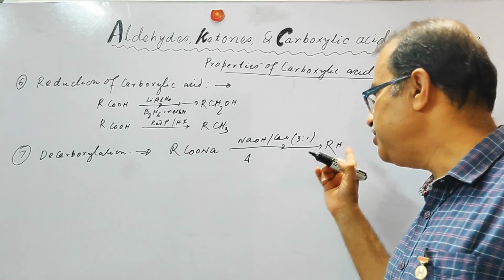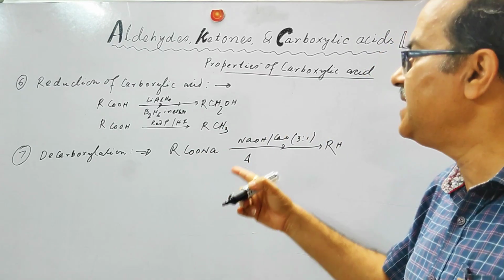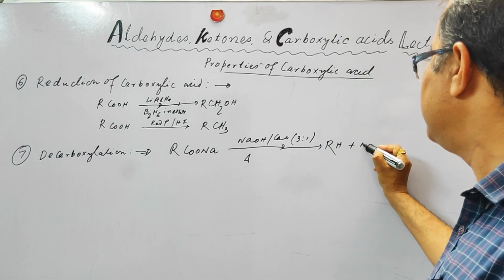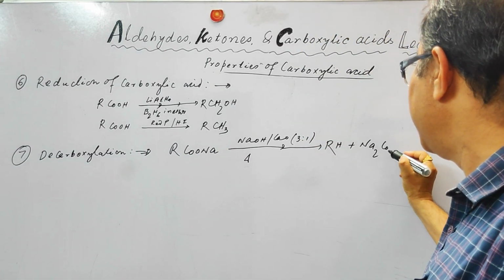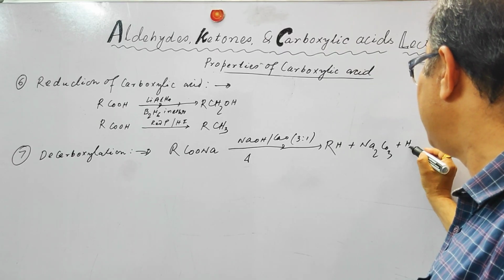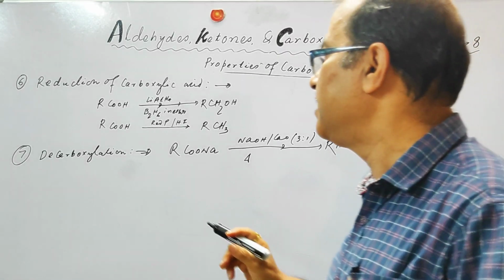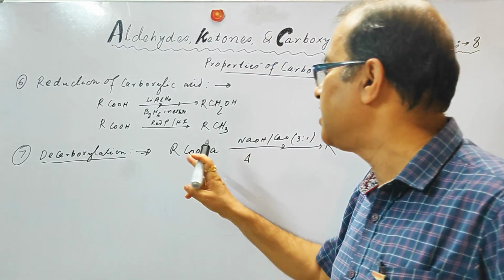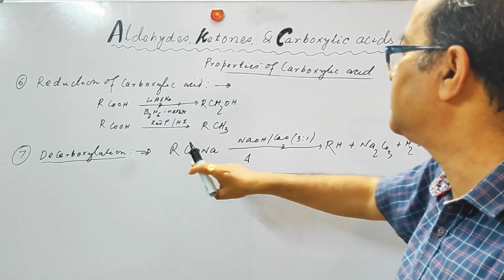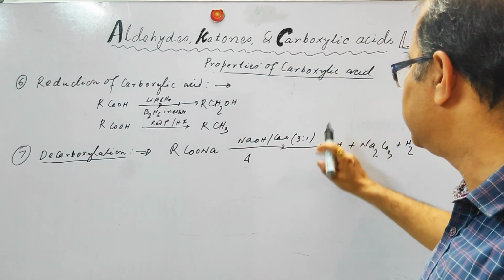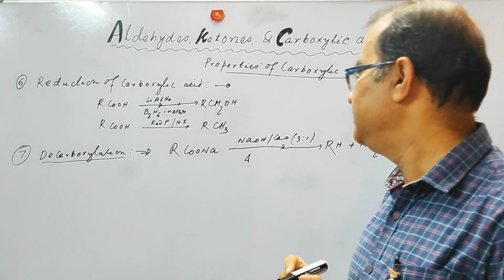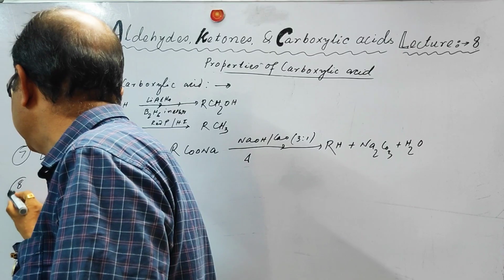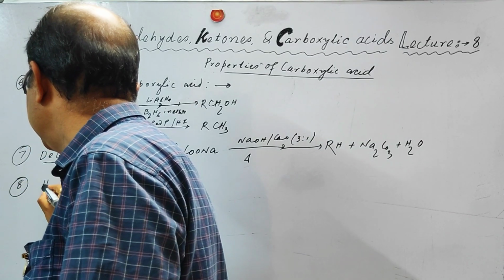The alkane has one carbon atom less than the carbon atoms present in the carboxylic acid, and it produces Na2CO3 and H2. This is called decarboxylation. Decarboxylation means the elimination of carbon dioxide. You can see the carbon dioxide is eliminated and it is going to produce this alkane.